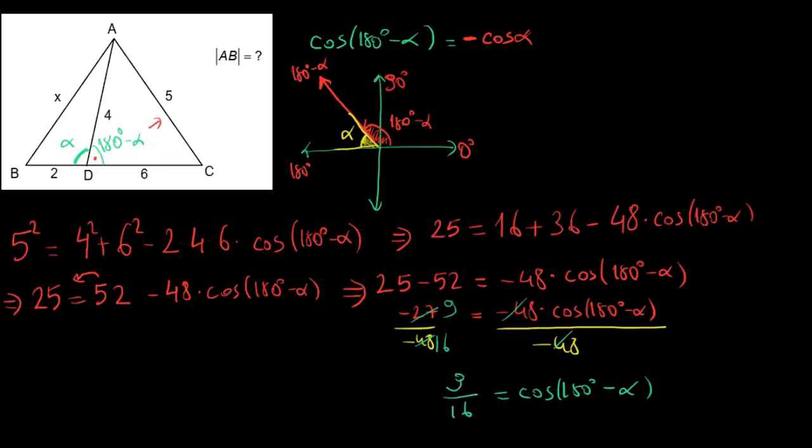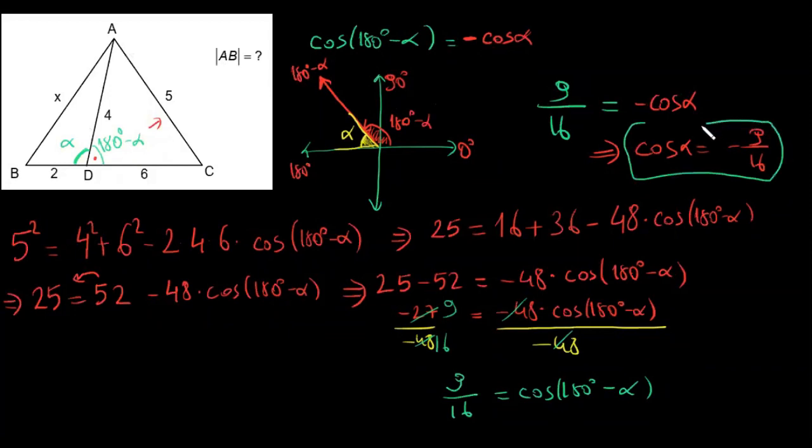So cosine of 180 minus alpha is 9 over 16. What is negative cosine of alpha? It is 9 over 16. So that means cosine of alpha is equal to negative 9 over 16, because negative times negative will be positive. So we found cosine of alpha: it is negative 9 over 16.